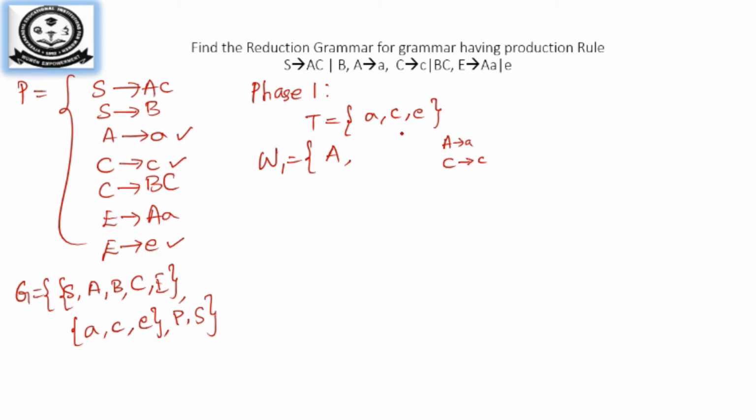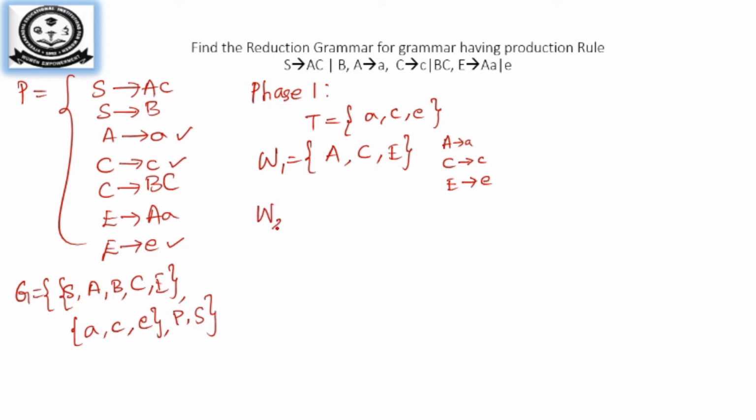So A is already there in the set, so we'll derive E alone. So we will have C and E. So with these three productions, I have found the non-terminal variables which can produce the terminal symbols A, C, E.